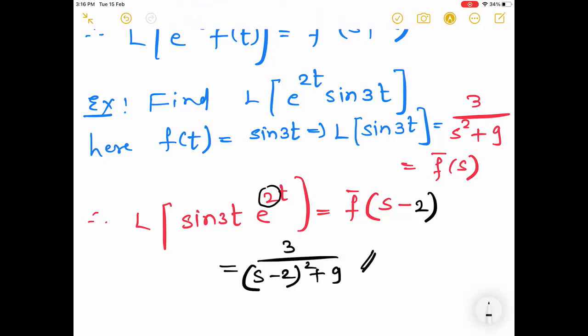Otherwise, if you don't remember this property, then you go directly by the definition of the transform, that is integral 0 to infinity and all that. So that integral has to be evaluated, and which should give you the answer as 3 upon s minus 2 whole square plus 9. So that is the transformed value. Got it? Or any difficulty?